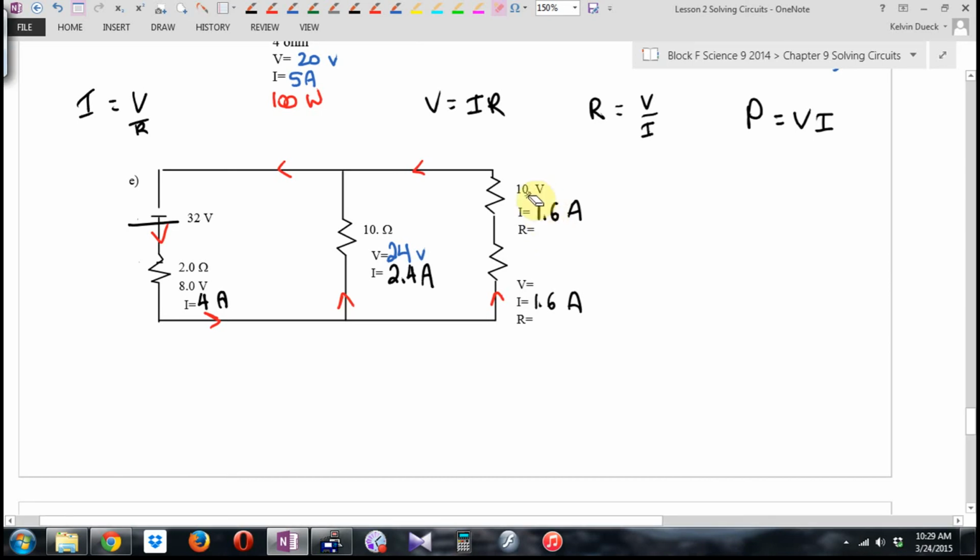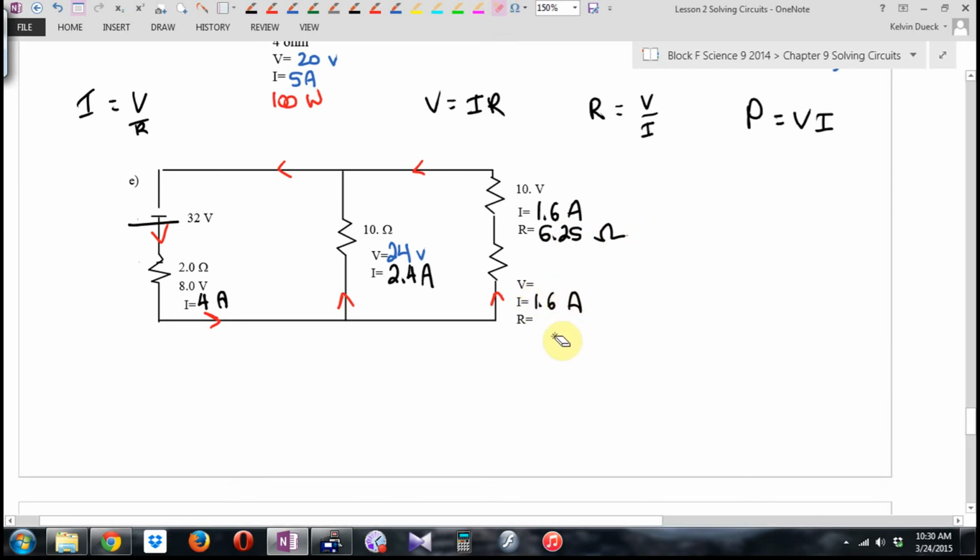Wait, it's still just a V. That means just one. What's the voltage here? Oh, 10. Okay, sorry, I didn't realize. That's where we're getting these numbers from. So it's going to be 10 divided by 1.6. 6.25. So this has a resistance of 6.25 ohms.